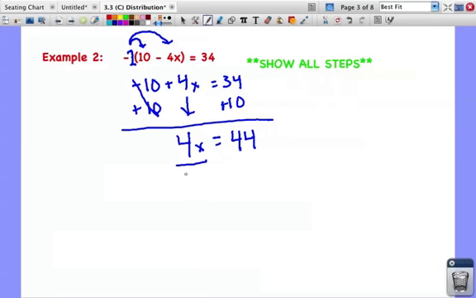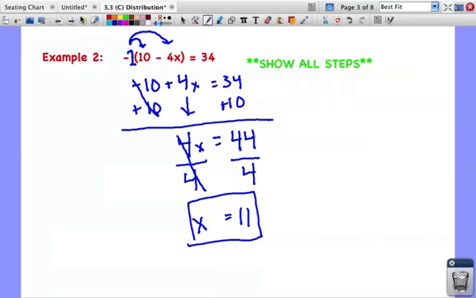A lot of you can already see the answer, but I want you to show every single step. I need to divide by 4 on both sides because this is 4 times x. The opposite of multiplication is division. 4 divided by 4 is just 1, so they cancel out. I'm left with x equals 11.